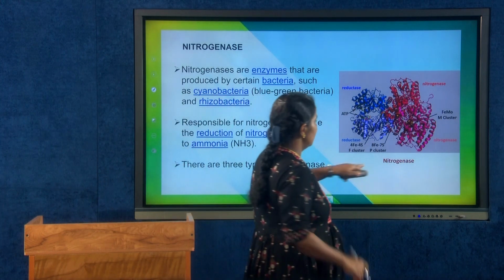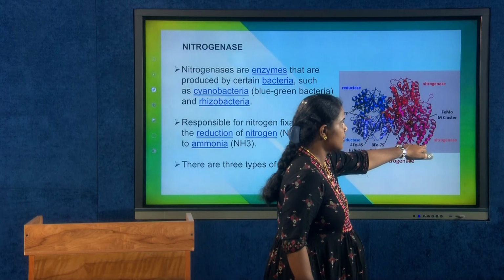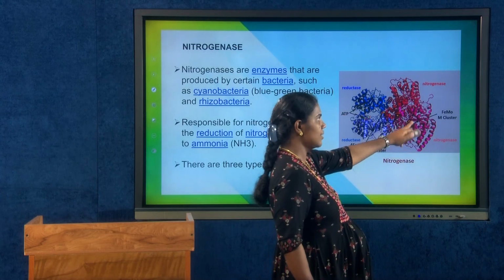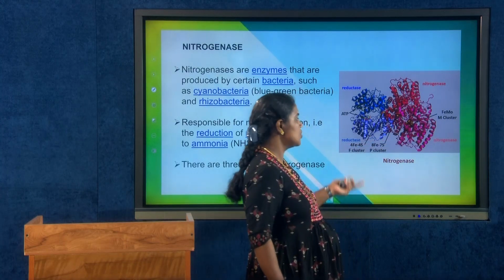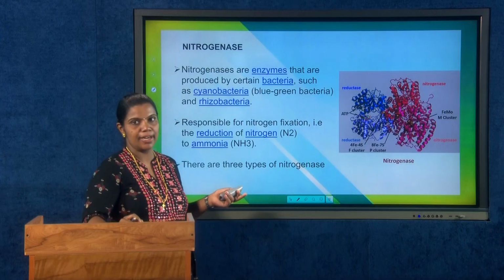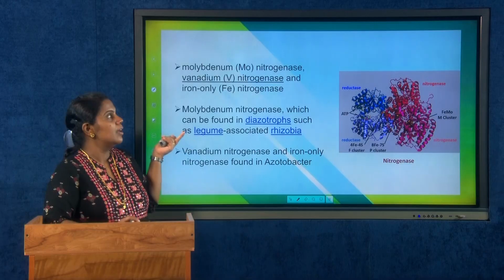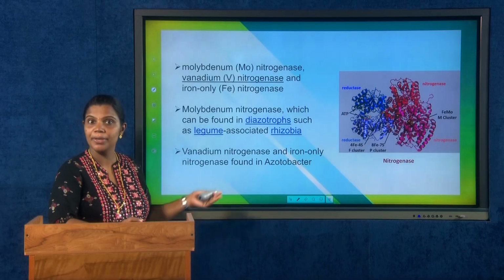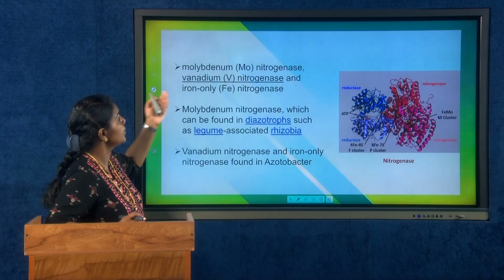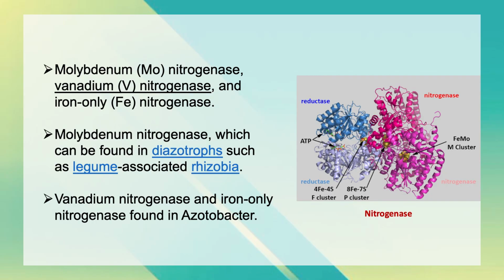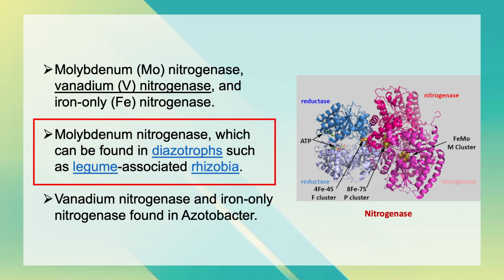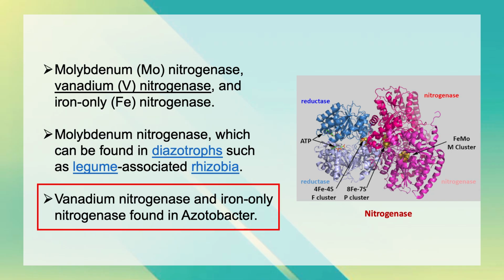Here you can see this is a nitrogenase enzyme which contains FeMo cluster, that is iron molybdenum cluster, and also iron sulfur cluster, etc. The examples, as I already mentioned, include the molybdenum nitrogenase, the iron molybdenum nitrogenase, the vanadium nitrogenase, and the iron only nitrogenase. The molybdenum nitrogenase enzyme is found in the diazotrophs such as leguminous plants or rhizobia. The vanadium nitrogenase and iron only nitrogenase are found in Azotobacter.